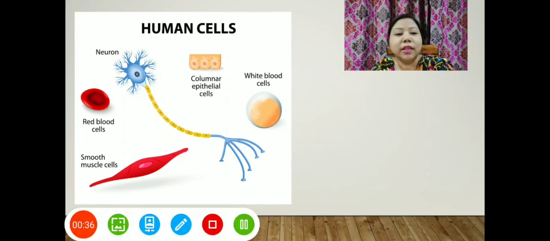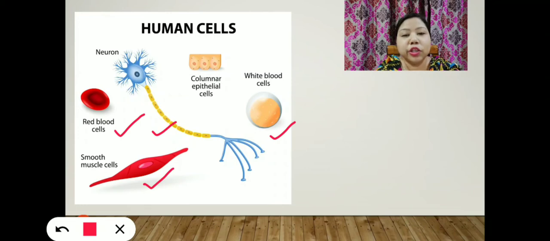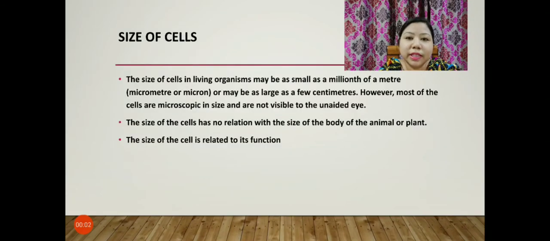So you can see that some cells are spherical or round in shape. Then this has a shape which is pointed at the ends. Yes, the smooth muscle cells and white blood cells are round in shape, and you can see that the neurons have a branched shape, and the shape of the neuron is quite different from the other cells present in the human body. Now children, let's see whether the size of the cells found in different living organisms is the same or not.